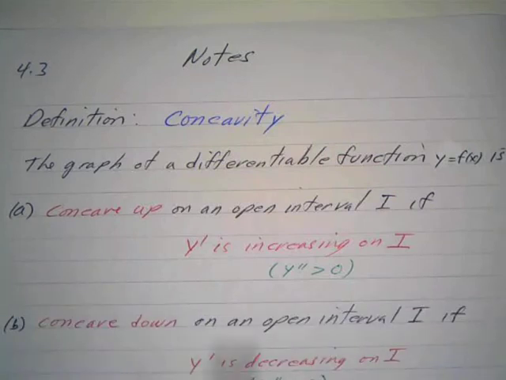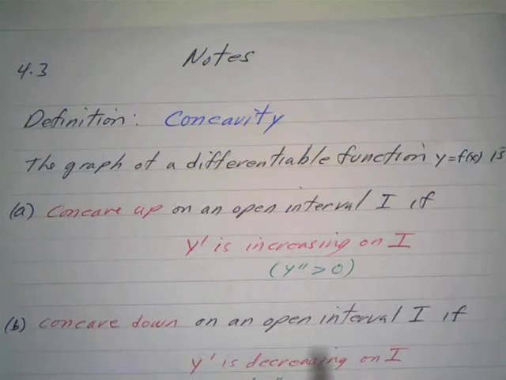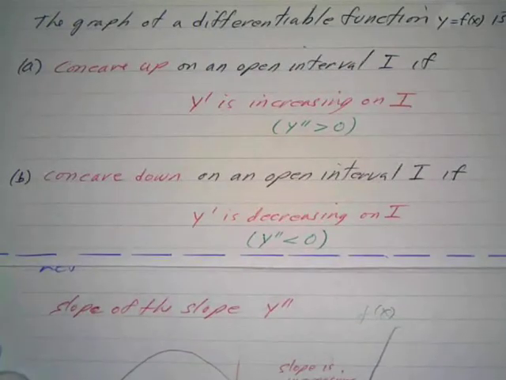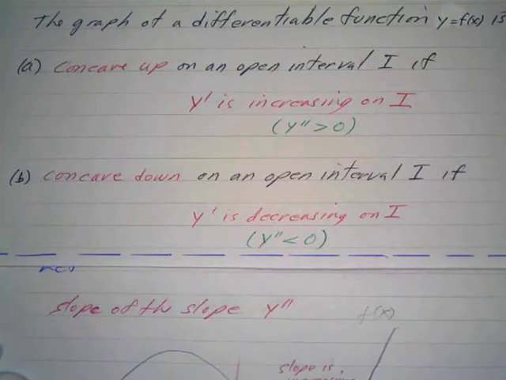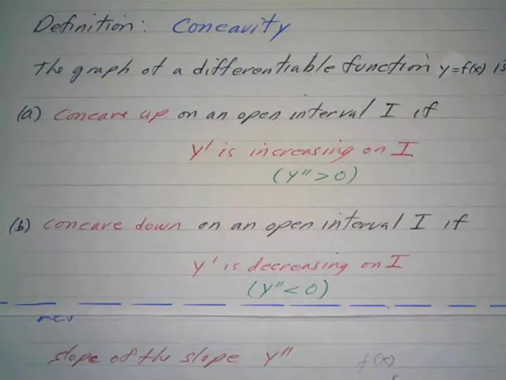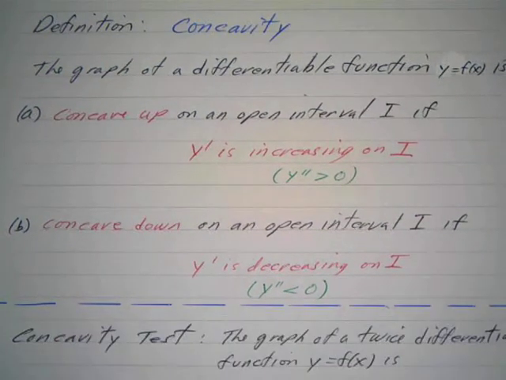And then a graph of a differentiable function, y equals f of x, is concave down on an open interval I if y prime is decreasing on I. That means the second derivative is negative. And here's a situation. Here it's positive, but it gets less and less positive to zero, and then it starts to get negative. So here the slope is decreasing. That means its derivative is negative, and it's concave down. So that's what they're talking about. And these are definitions in the book. And then we have the concavity test, which is basically what I wrote down here already.